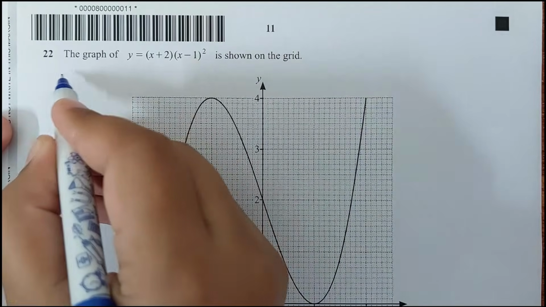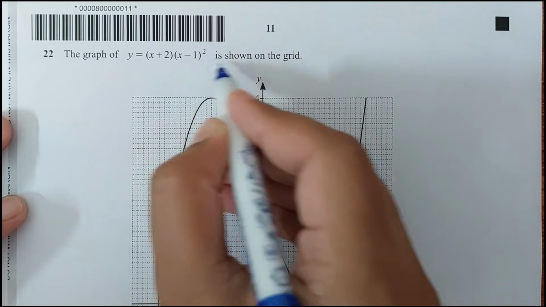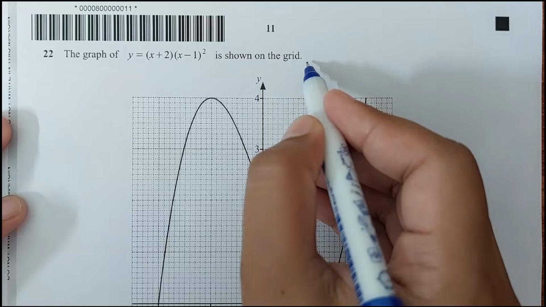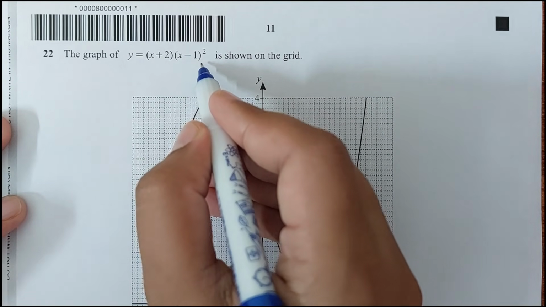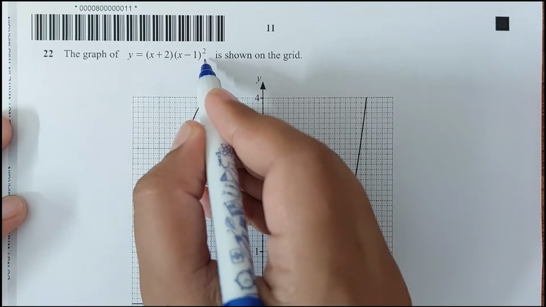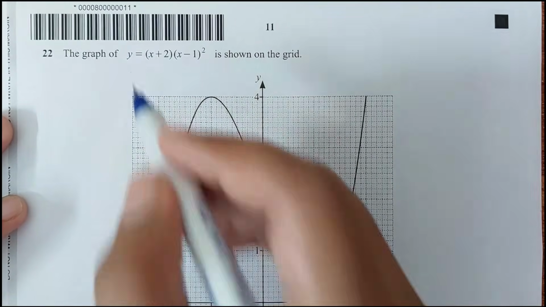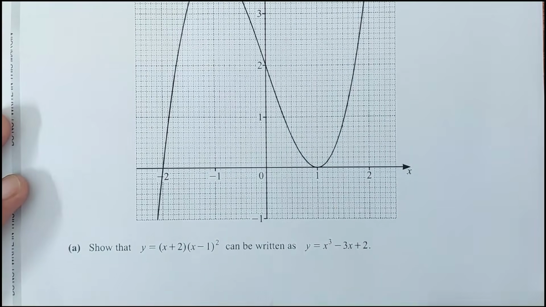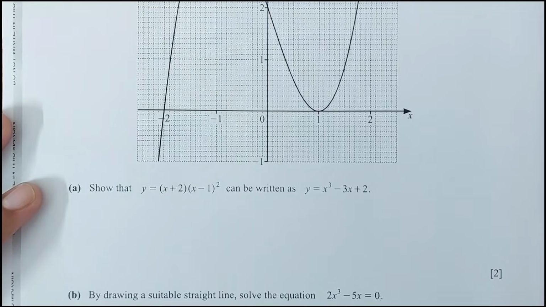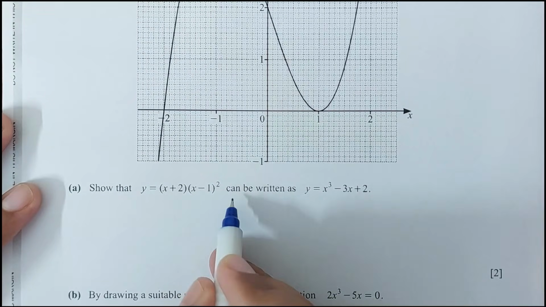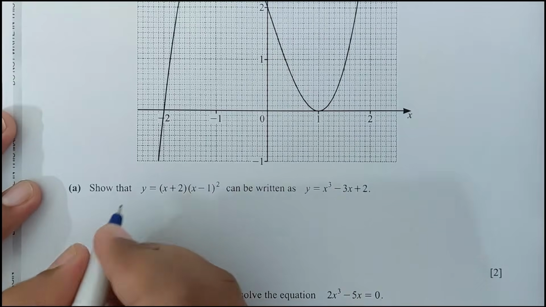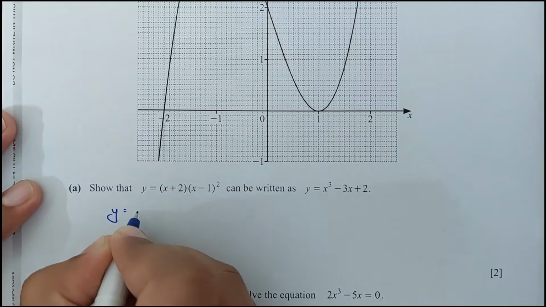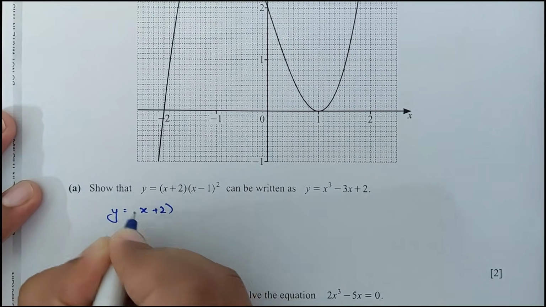Question number 22, the graph of y equals to this function is shown on the grid. It's a cubic polynomial, so it has two zeros. The first zero is of order 2 and the other zero is of order 1, which are at 1 and negative 2. Part (a): show that this function can be written in that form. This is pretty simple. Just simplification, y equals x plus 2.